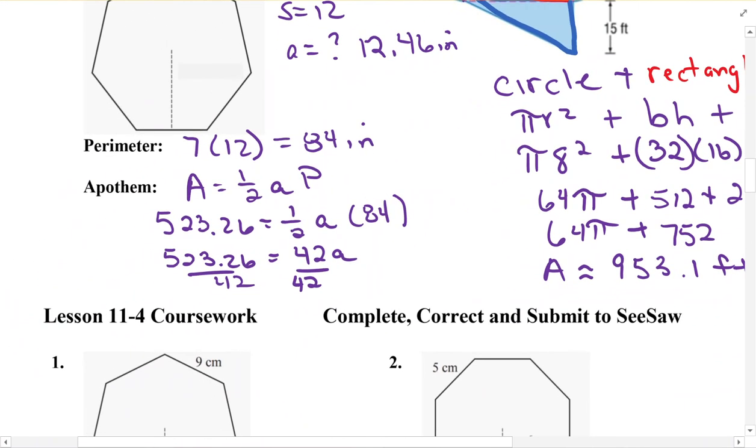And that concludes our lesson for the areas of polygons and composite figures.